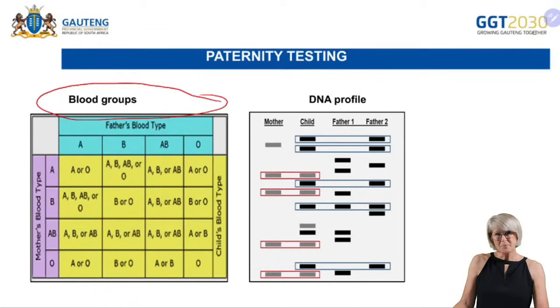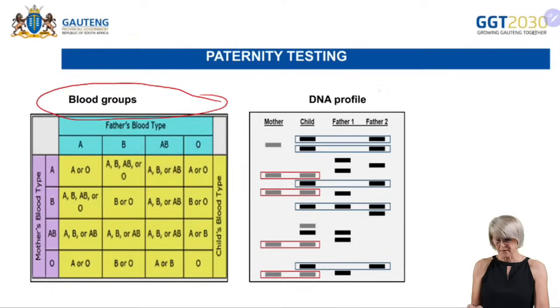Now remember, in blood groups, there's only 4 different blood groups. So there are many individuals that have the same blood type. So when we do paternity testing through blood types, we really eliminate individuals that are not the father. It's not an absolutely definitive method of determining parenthood or fatherhood.